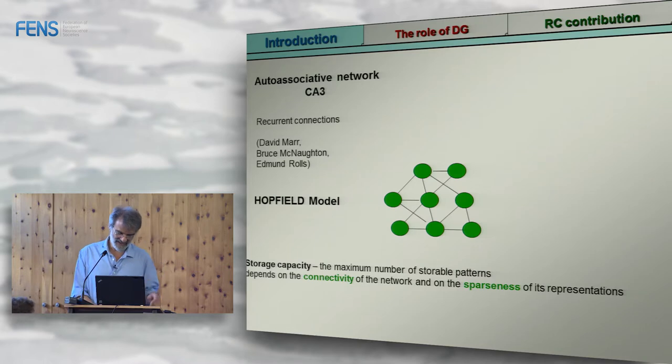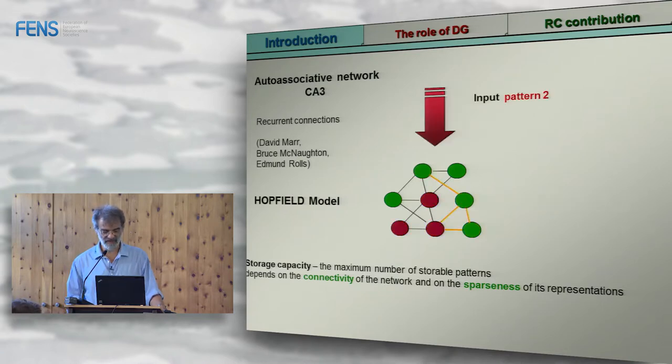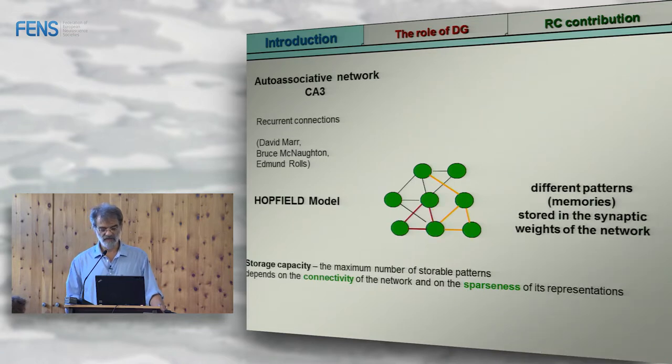So the idea that Erika explored in her PhD thesis was based on the notion advanced by David Marr and Bruce McNaughton and Edmund that CA3 can be understood to a fast approximation as an auto-associative network, a bit like the Hopfield model, where input patterns produce transient cell assemblies that are then embedded in the connection strengths between the units, and different patterns would lead to strengthening a different set of connections, such that later a partial cue would bring about the retrieval of one of these cell assemblies.